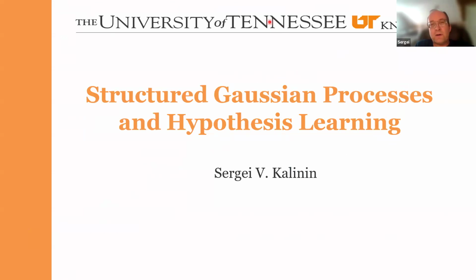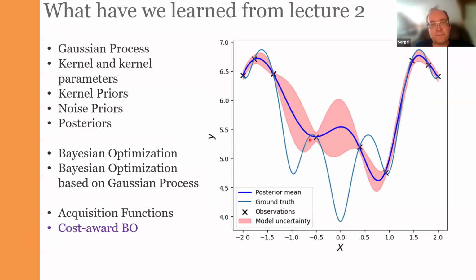Fantastic. So good morning, everybody, and welcome to our fourth lecture. Today we are going to have a very quick recap of the previous three lectures, just to make sure that we are on the same page here, and look deeper into the topic of structured Gaussian processes and their use for Bayesian optimization and hypothesis learning.